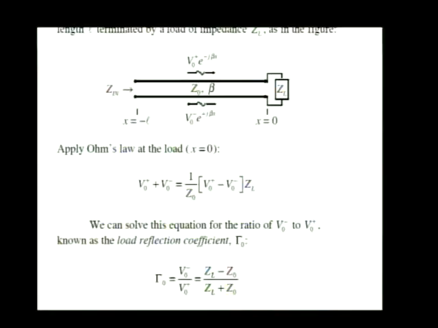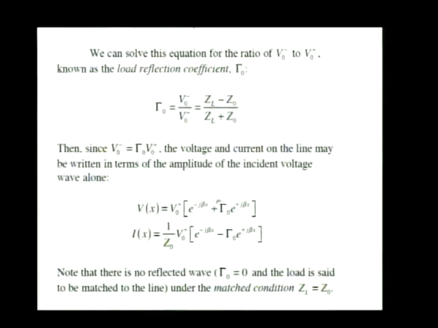Because nice things happen. If ZL is equal to Z0, then this reflection coefficient with a ZL minus Z0 in its numerator is nothing. It's 0. And looking at these equations, you can see that if this term disappears and that term disappears, we have only forward traveling wave terms for voltage and current.